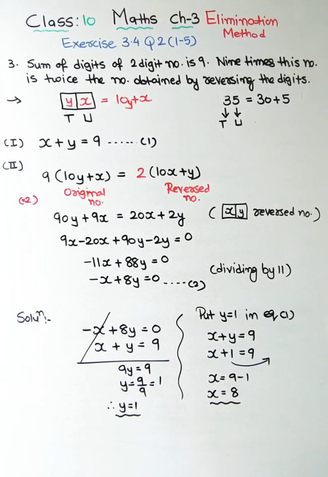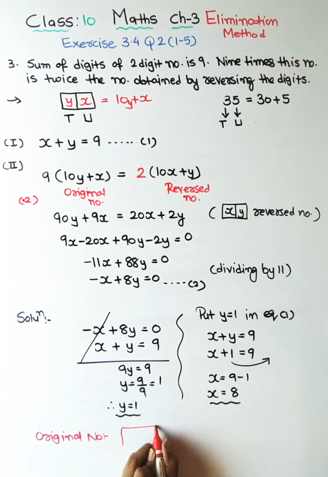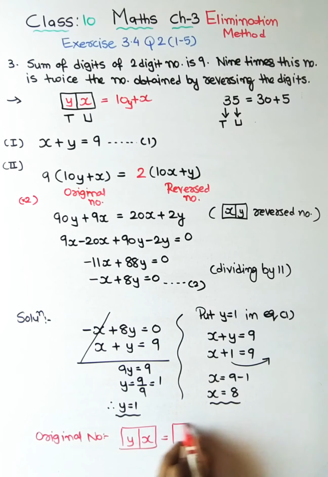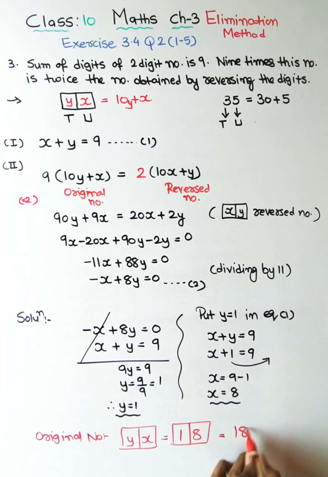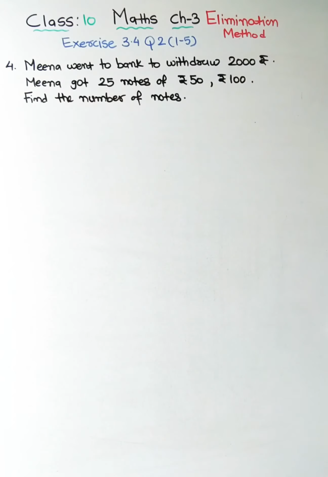But what was our original number? Our original 2-digit number was like this, yx. Putting the values, it will be 1, 8. So that means the original number is 18. Clear?